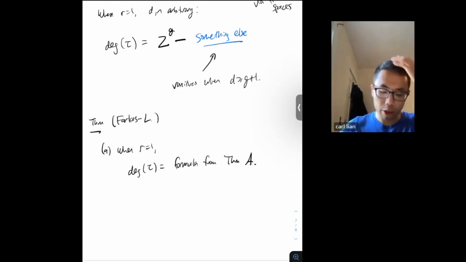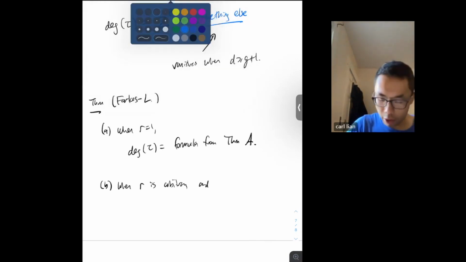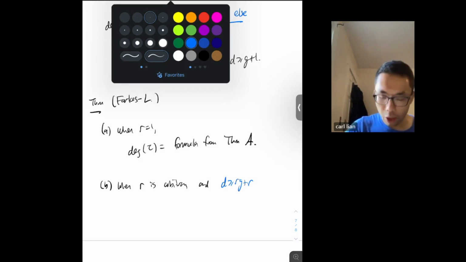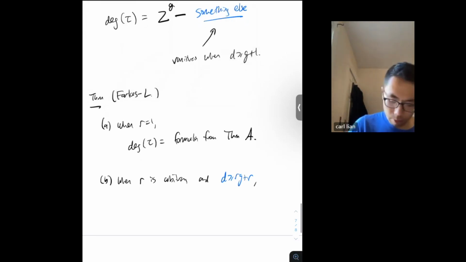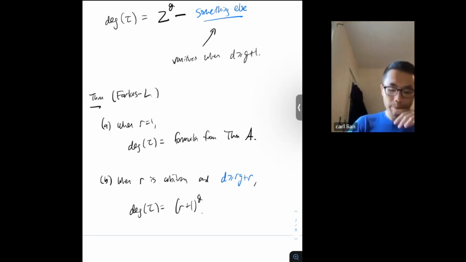Okay, so this is still r equals 1. And moreover, when r is arbitrary, and I need to add an important condition here, d is at least rg plus r. So when d is again large, the degree of tau is equal to the virtual degree. So the Gromov-Witten invariant is enumerative, and it's equal to r plus 1 to the g once more.